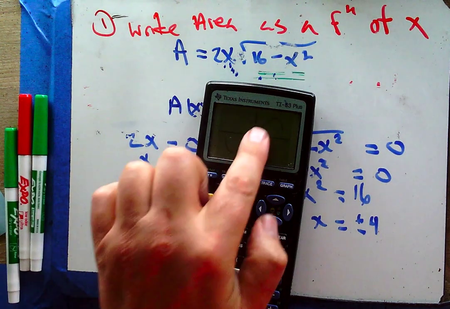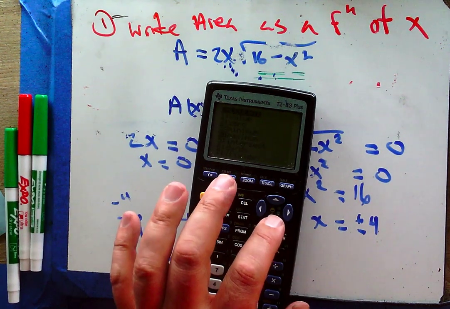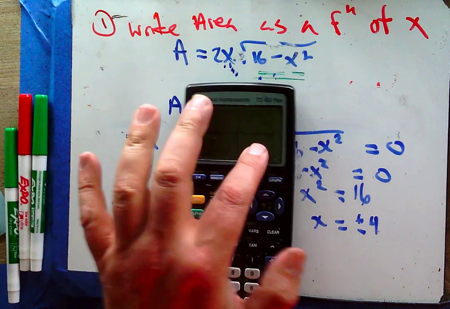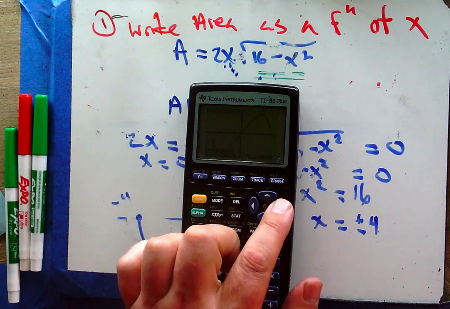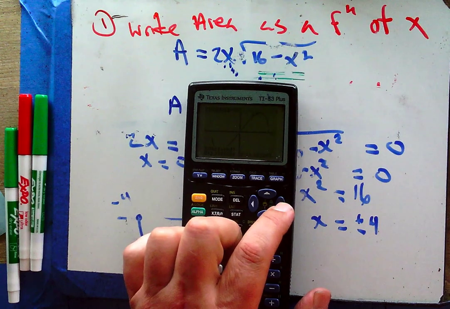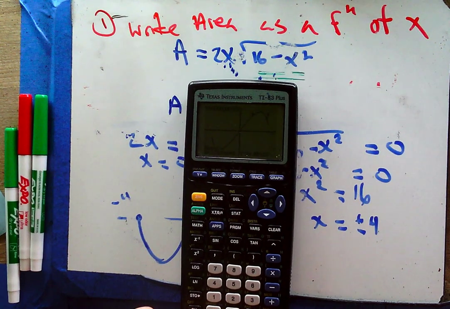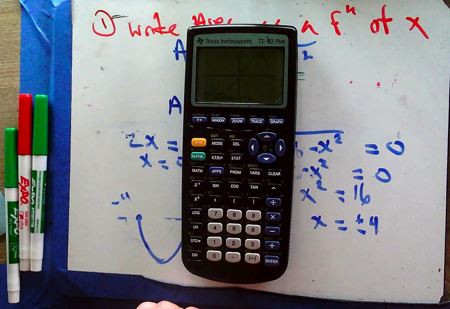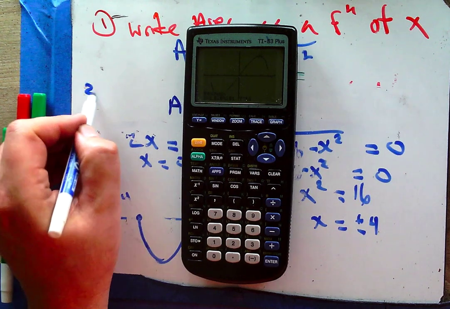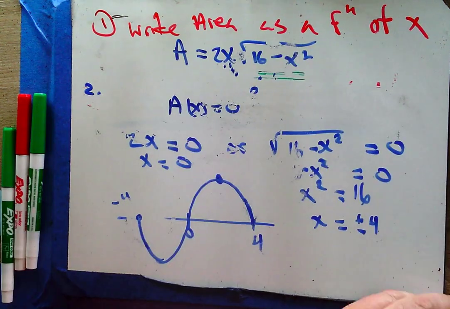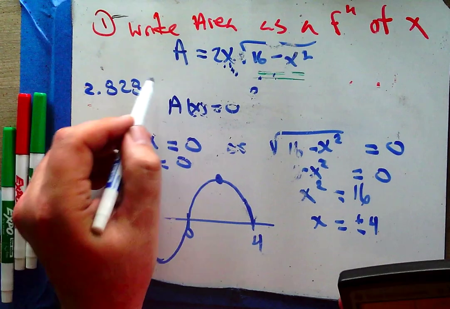All right, so what do I notice? Well, I notice that I'm looking for that maximum area. So second, calculate maximum. Go to the left side of that maximum. Now go to the right side. And hit enter. And do I want to guess? No. So I hit enter a third time. And I end up with 2.828. So that's our x value.